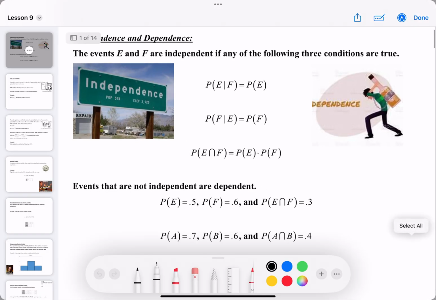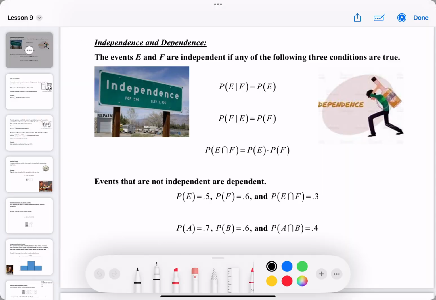P of E given F equals P of E. So what's the meaning of this equation? It doesn't matter if I have the given information or condition F. It doesn't matter whether we have F or not. So the probability of the event E occurring equals P of E, equals itself.